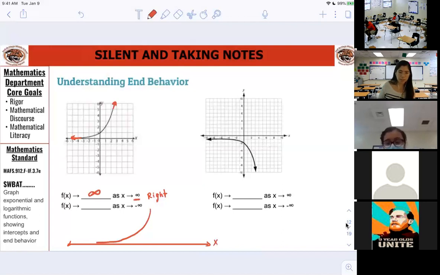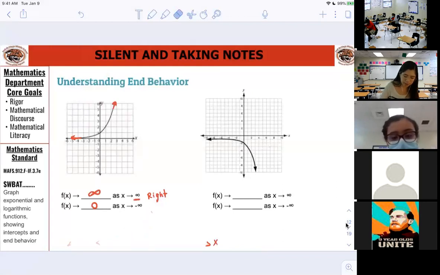So whenever it looks like it's trying to touch the x-axis, that means it's approaching 0. It's trying to get to 0, but it won't ever do so. As x approaches negative infinity, so as x goes to the left, this is telling me to look on the left side. On the left side of this graph, f of x, the actual function, is trying to reach 0.